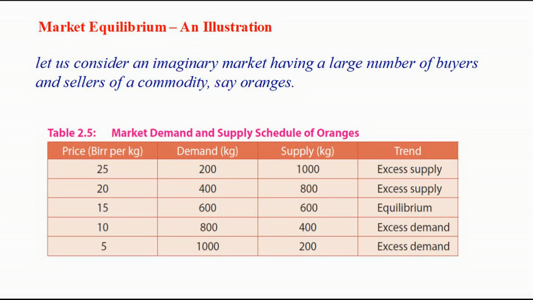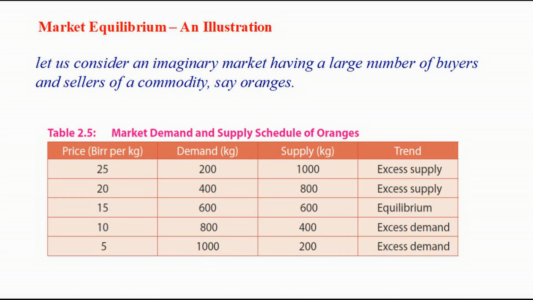This is the market equilibrium illustration. Let us consider an imaginary market having a large number of buyers and sellers of a commodity, say orange, and there is a market demand and supply schedule of orange represented. Now let us determine the equilibrium point, the market equilibrium.